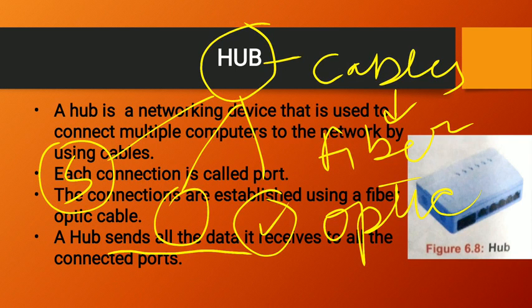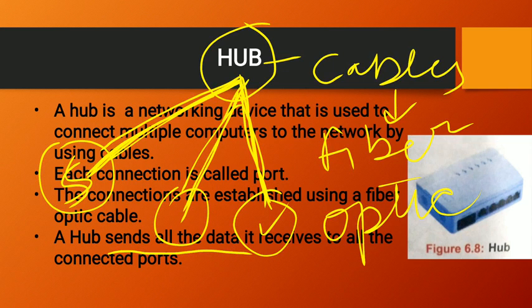Suppose this computer is asking something of the server, so it will ask the hub, and the server will send everything, whatever is required and whatever is not required, to the hub. Then the hub will send all the data to all these computers. Not only to the one, it will provide the data to all the computers connected in this network to the server through the hub.